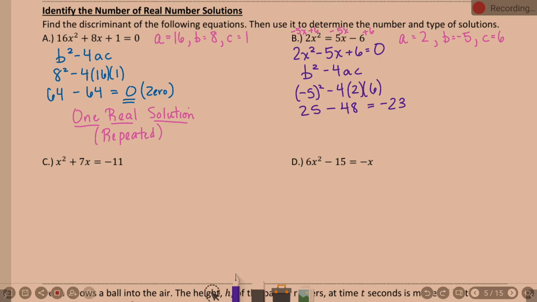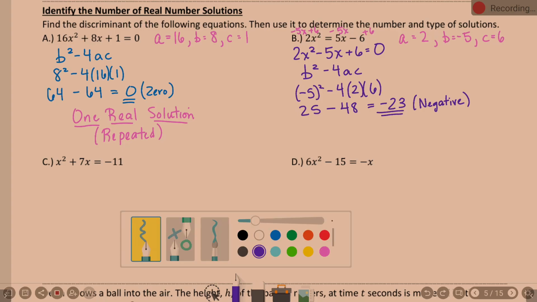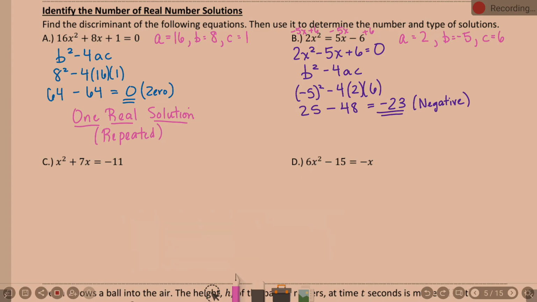So with that in mind, the key is that I got a negative answer. What does that say about solutions? There's two non-real solutions because what you'd be taking the square root of is negative 23. The square root of a negative is going to be i. So we're going to have two non-real solutions. If you're asked how many real solutions, there's no real solutions. But for this scenario, we want two non-real solutions.